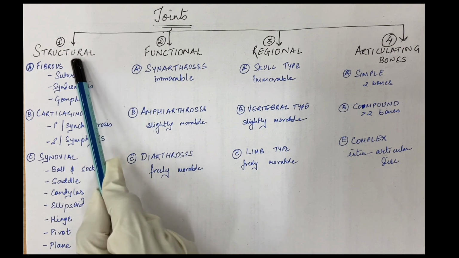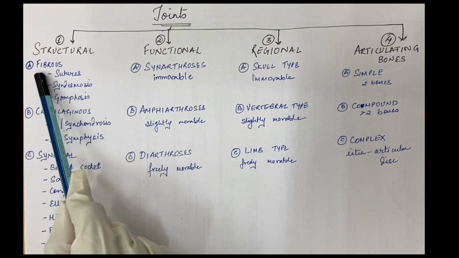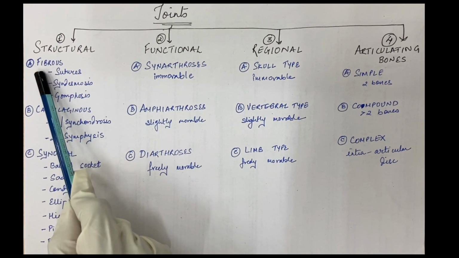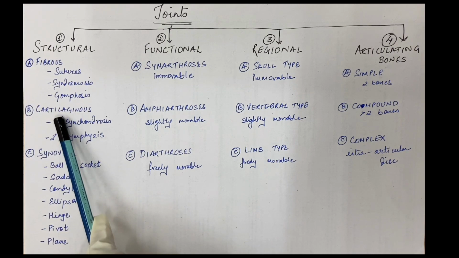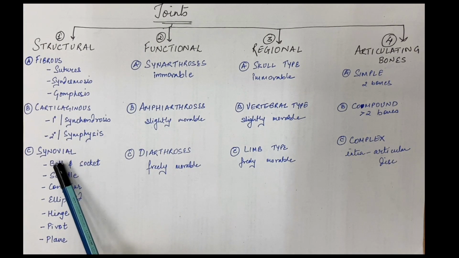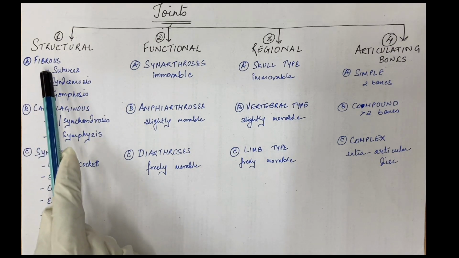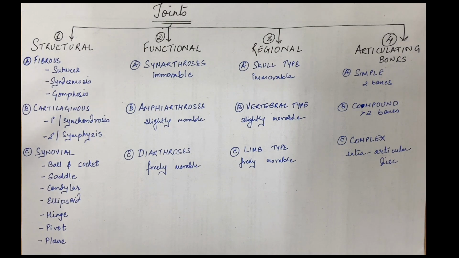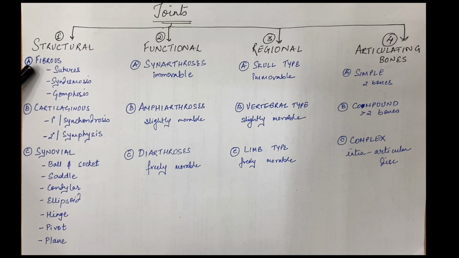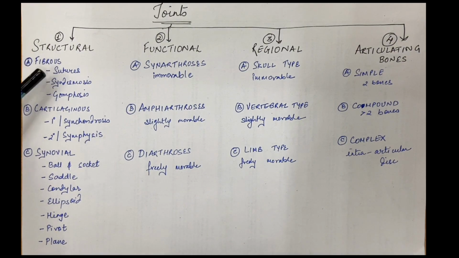So if you go according to the structural, we have three varieties: fibrous joints, cartilaginous joints, and synovial joints. First, let's see the varieties of all these joints. In the fibrous joints fall the sutures, syndesmosis, and gomphosis. So we have three varieties in the fibrous joints, that is sutures, syndesmosis, and gomphosis.